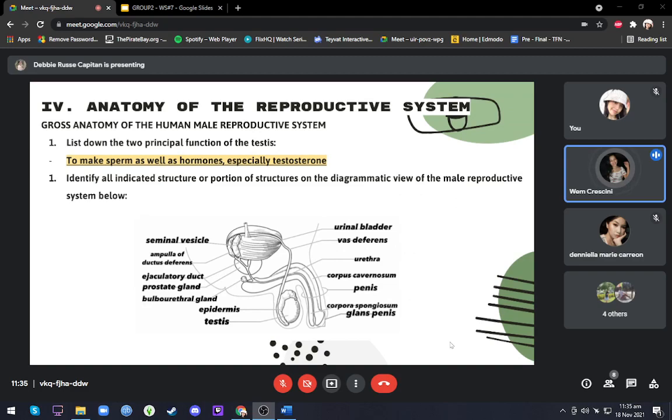So we have here the seminal vesicle, the ampulla of ductus deferens, the ejaculatory duct, the prostate gland, the bulbourethral gland, the epididymis, the testis. We have here the urinary bladder, the vas deferens, the urethra, the corpus cavernosum, and then we have here the penis, and we have here the corpus spongiosum and glans penis.